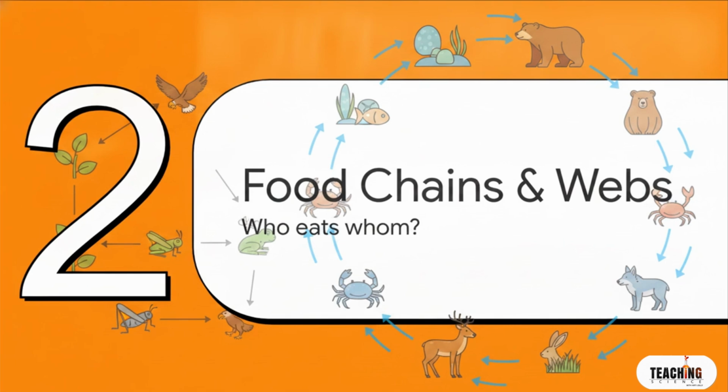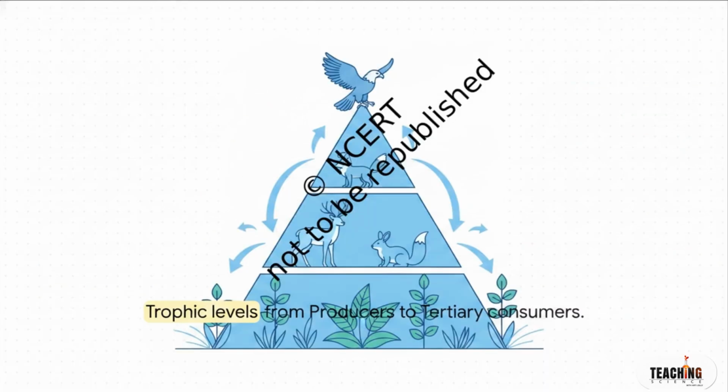Moving right along to Section 2, Food Chains and Webs. Let's picture the concept of trophic levels, a classic topic straight from your NCERT book. Each step or level of a food chain forms what we call a trophic level. At the very bottom, forming the foundation of the whole thing, we have the autotrophs, or producers. Think green plants. They do all the hard work, fixing solar energy and turning it into food for everyone else.